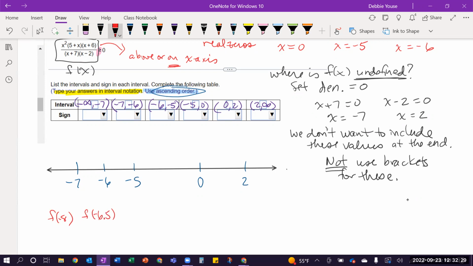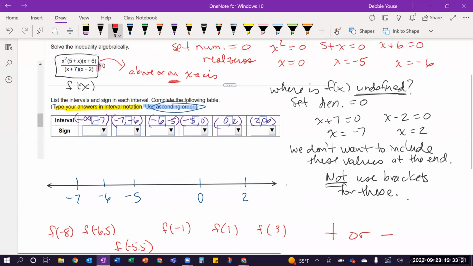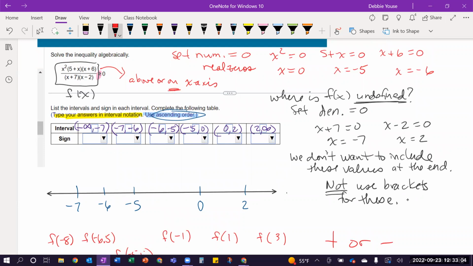And between -6 and -5, I'm going to just bump it down so you can see it better. F of -5.5. Between -5 and 0, maybe I do f of, I don't know, -1. Between 0 and 2, I do f of 1. And then 2 to infinity, I can pick anything. Let's just go with f of 3. So I figure out, and let me write this one clearer, the -8. So I figure out if I substitute all those in, do I get positive or negative for f of x? And that's using my function that I boxed in here in black.